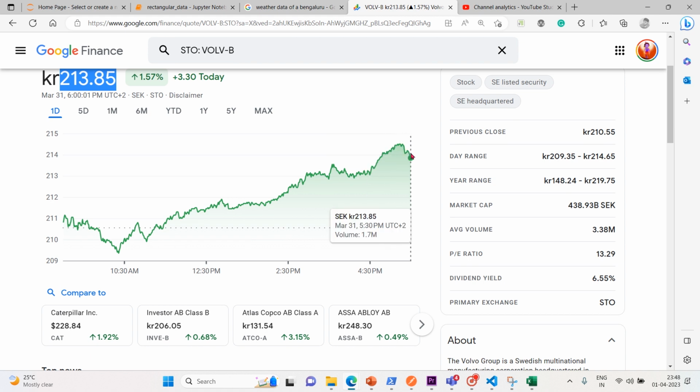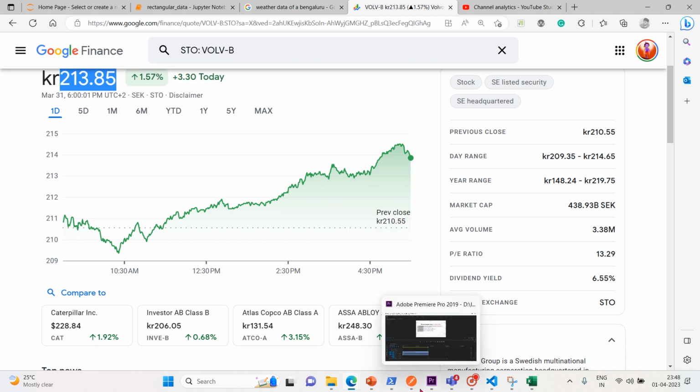So this is a total of 1.7 million shares, and then 213 at the end of the day, I guess. It's the closing price of Volvo. Okay, that's one example.